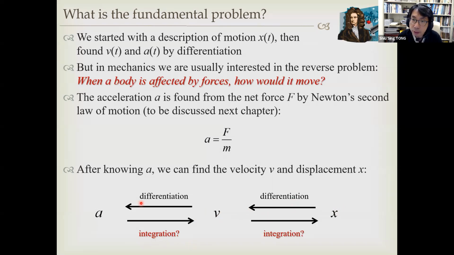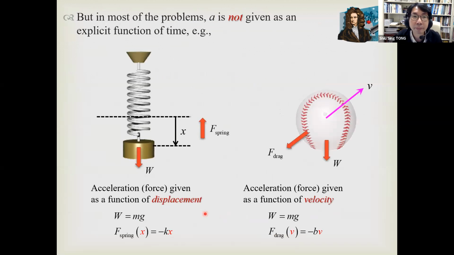Now, you may be tempted to say, if I go from x to v to a, I have two differentiations. Then if I go back from a to v to x, I will reverse the whole process, right? And that involves integration, because integration is the reverse process of differentiation. So if I go from x to v through differentiation, I must be able to go back from v to x by integration. And the same applies for a and v, right? But it is not that simple, because the problem is tricky.